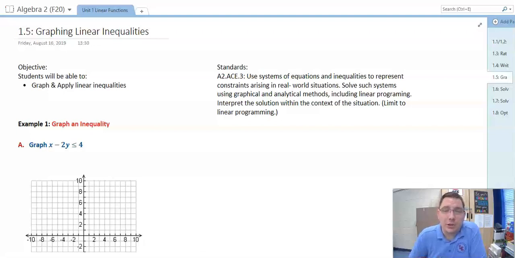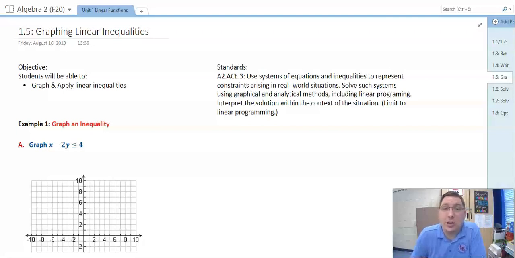And so the standard that we're looking at is ACE.3, and that is to be able to use systems of equations and inequalities to represent constraints arising in real-world situations. That's what we're building to with the standard. And so when we get to Section 6 and Section 7, we're going to look at how to use systems, but this section builds us to that today.